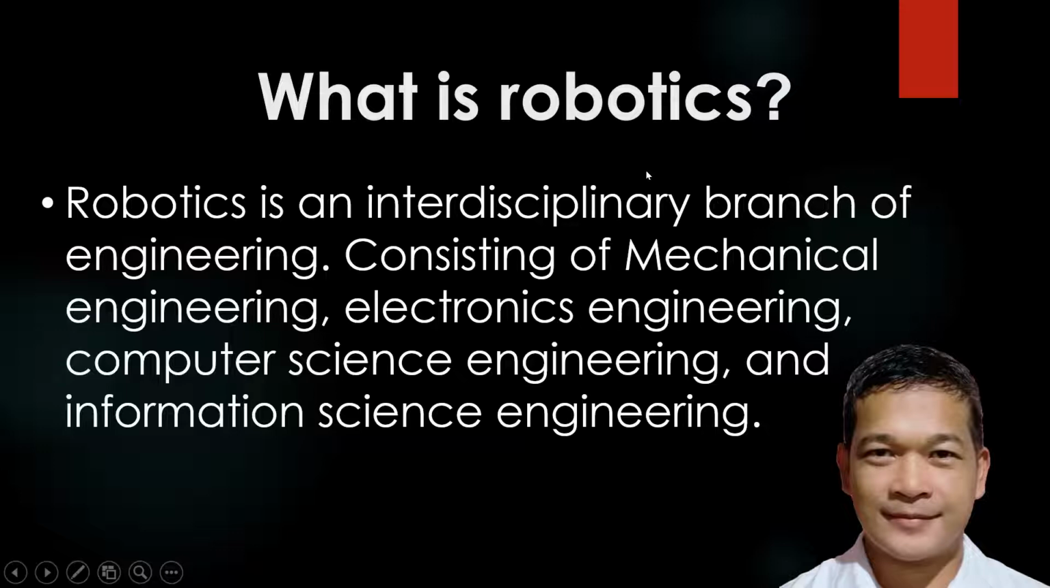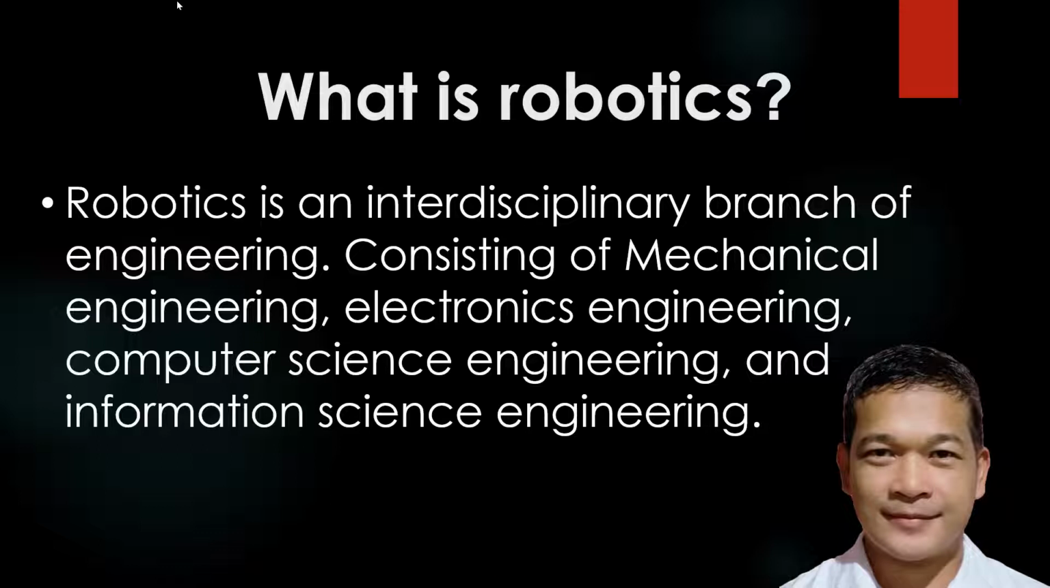Okay, what is robotics? Robotics is an interdisciplinary branch of engineering consisting of mechanical engineering, electronics engineering, computer science engineering, and information science engineering. So mechanical engineering is responsible for the design of the machines, or the mechanical system of the robot. And the electronics engineering is responsible for the sensors and the electronic circuitry of a robot.